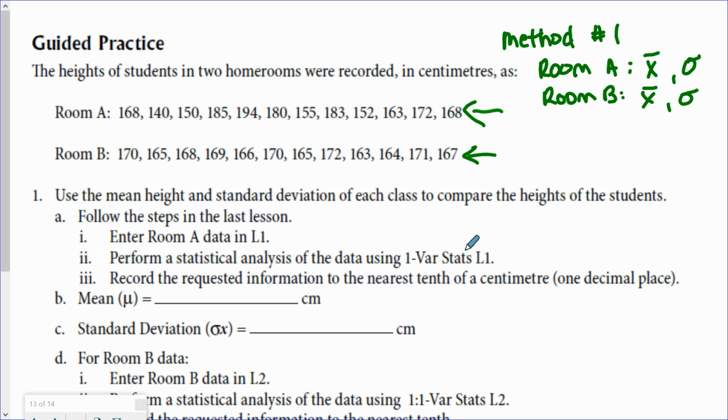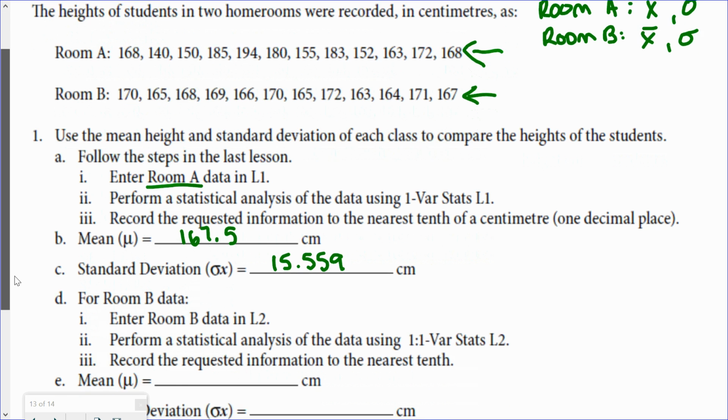Hopefully you've done that now. Again, pause it if you didn't. So use the mean height and standard deviation of each class to compare the heights of the students. We're doing room A first. You've probably already done that. The mean of room A was 167.5 centimeters, and the standard deviation was 15.559 centimeters. You might have rounded that a little bit differently, and that's fine.